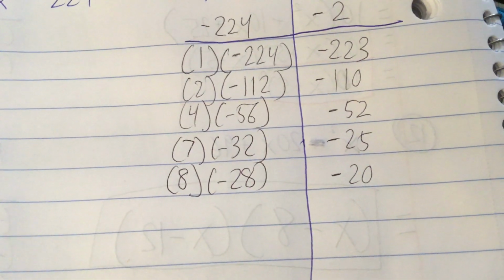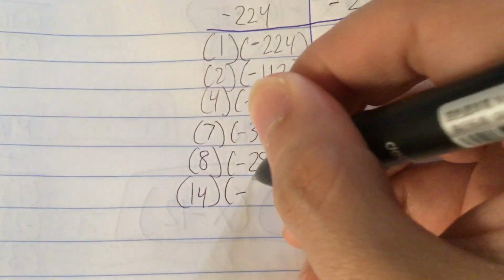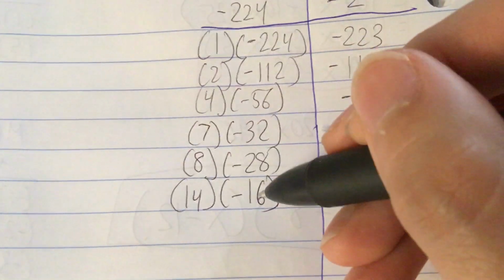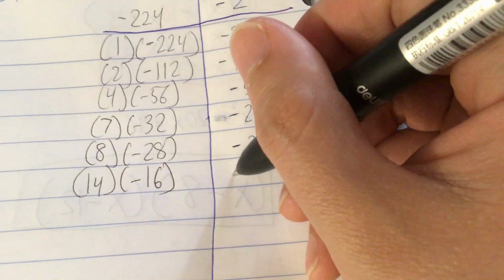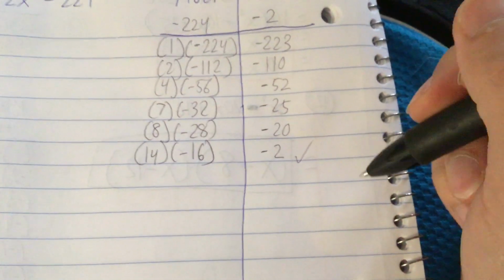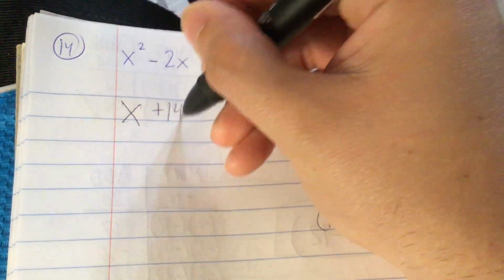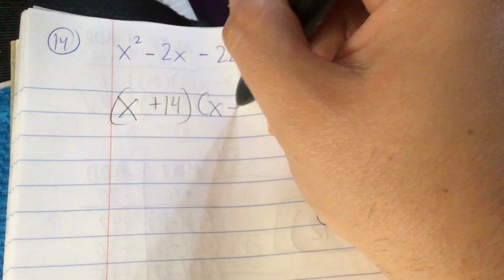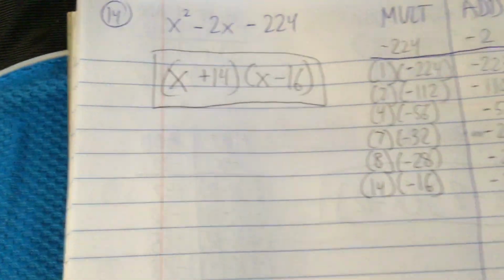224 divided by 14 is 16. So let's try 14 and negative 16. 14 times negative 16 is negative 224. 14 plus negative 16 is negative 2. I made this really big table because I looked at this and went, oh, that's going to take forever. So that's the winning team. It takes forever, but you'll make it. So x plus 14, x minus 16. And yes, there will be at least one problem where it may take a while.